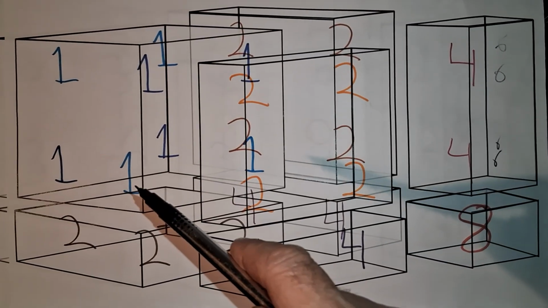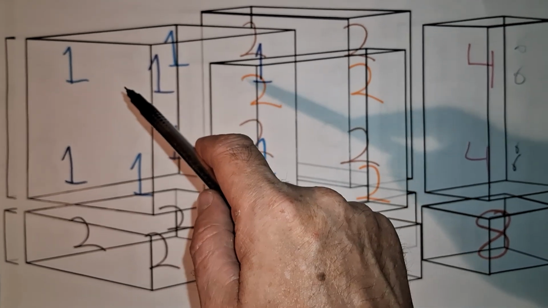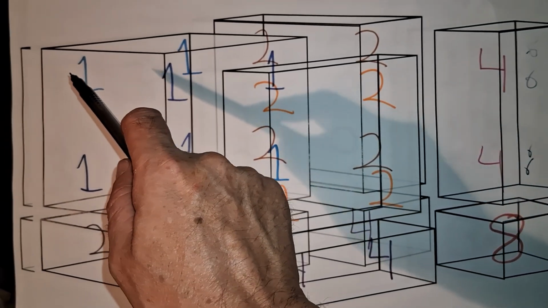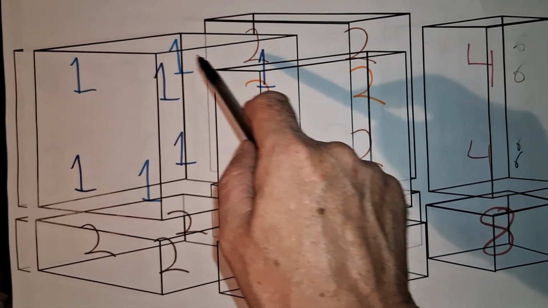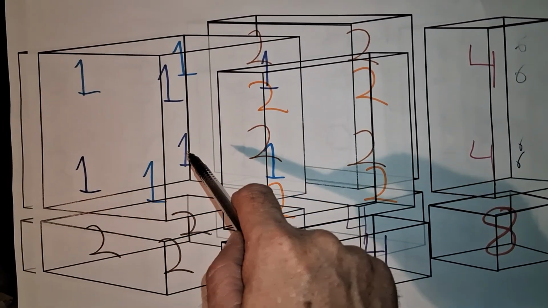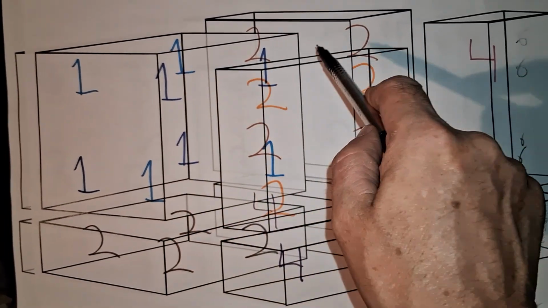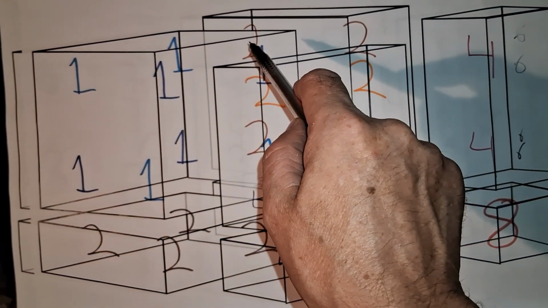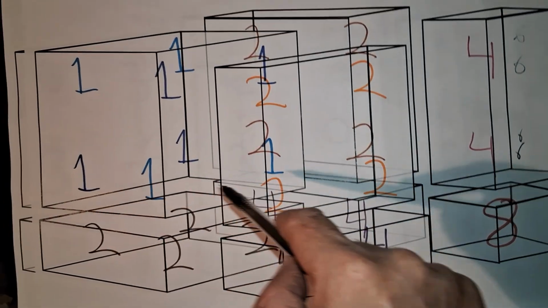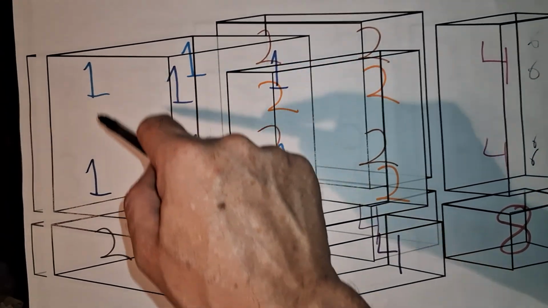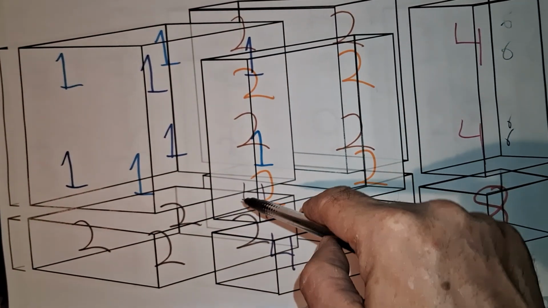I'll try to construct one in real time before this is over. Okay, here's how it goes. 1 plus 1 is 2, on every one of these, and also on each of these slabs.